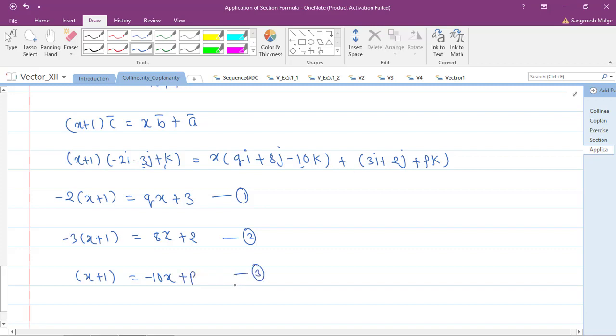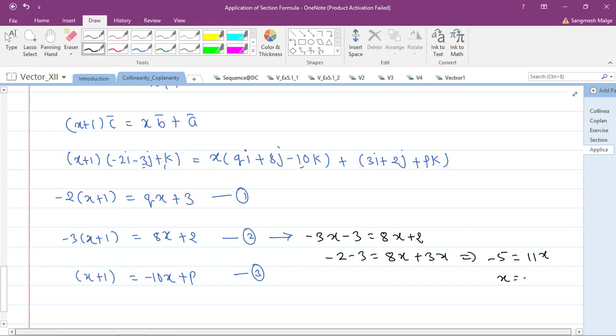I am equating these three equations. Sorry, I am equating the coefficients of i, j, k. So if you observe from equation number 2, can we find out the value of x? Yes, of course. So what is x equals to? If I open this, it will be minus 3x minus 3 equals 8x plus 2. So you take this to this side, so it becomes minus 2 minus 3 is equals to 8x plus 3x. So from this, minus 5 is equals to 11x.